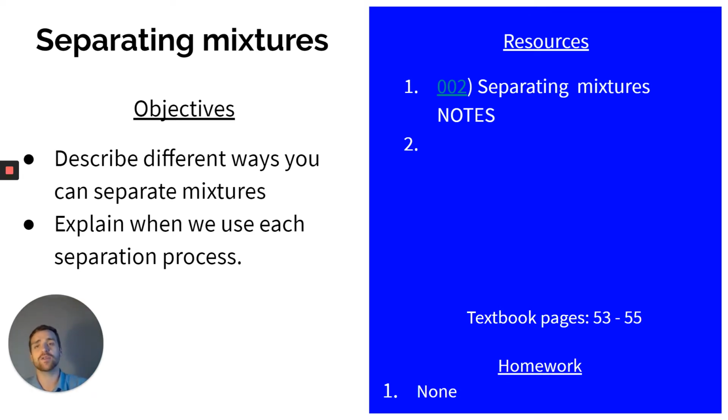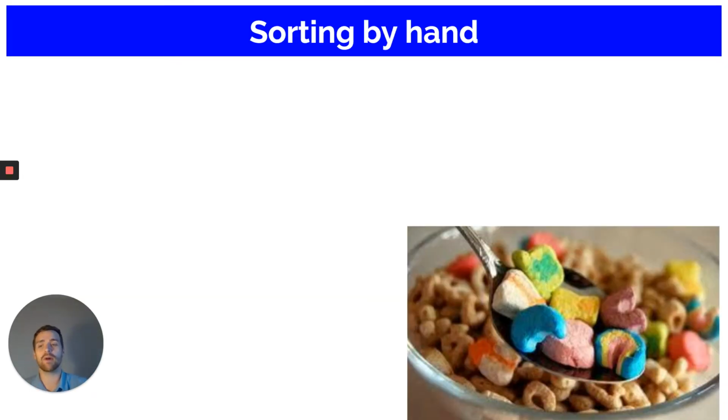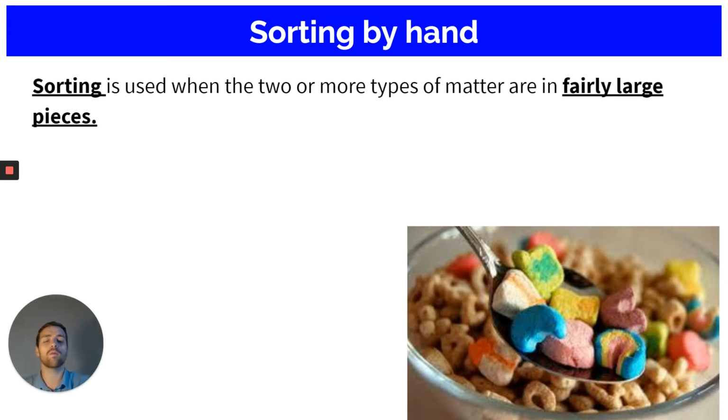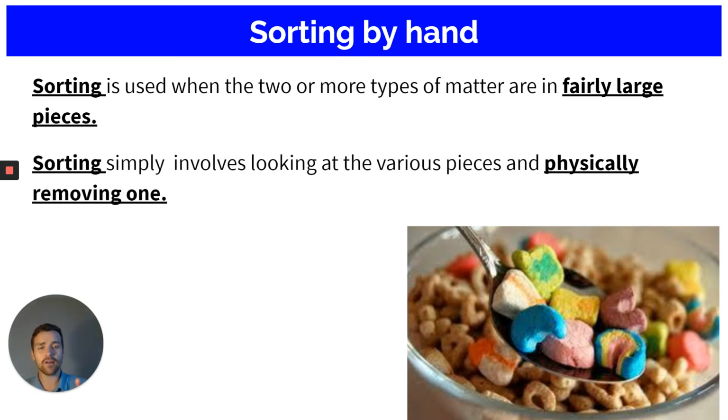We're going to jump straight into it with our first process, which is sorting by hand, okay? So this is a process we use when we have a mixture of things that are quite large and easy to grab hold of and move, okay? And sorting by hand is simply looking at a mixture and removing out pieces of it physically, okay? This can only be used on mechanical mixtures. The pieces have to be large and the pieces have to be different in some way, okay?